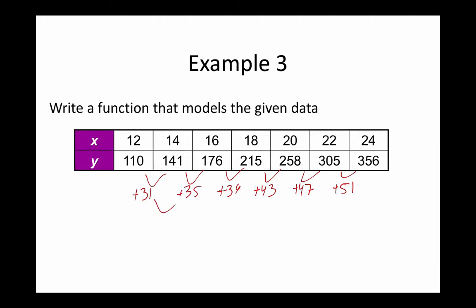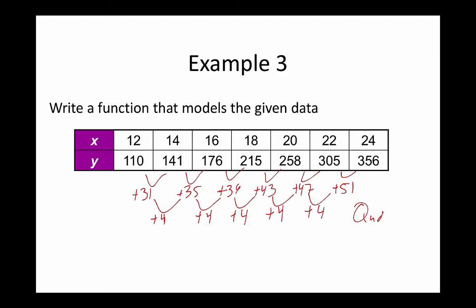Let's try again. Going from 31 to 35, that's plus 4. 35 to 39, that's also plus 4. 39 to 43, you're noticing a pattern. It's a bunch of plus 4s. 43 to 47, plus 4. 47 to 51, plus 4. So therefore, it is quadratic.